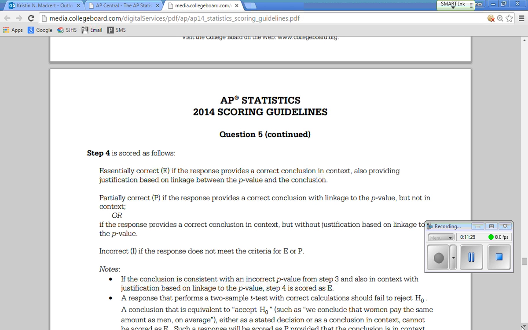So the difference between the car costs for men and women is greater than 0. Or you could say specifically, women paid more. That would have been okay too.